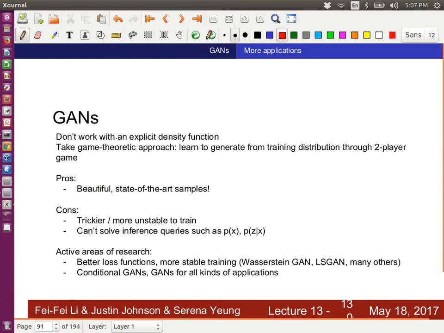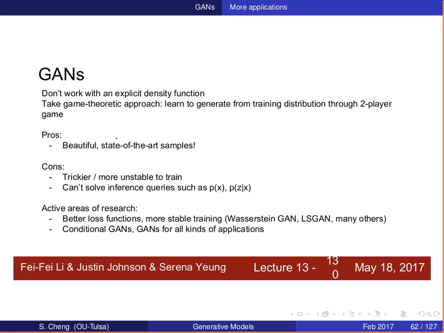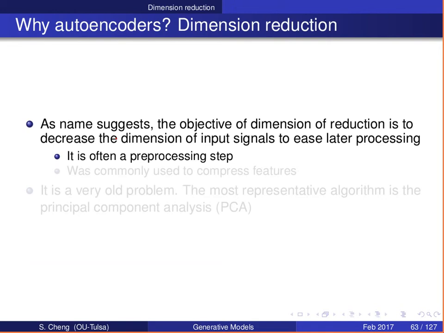What I'm going to talk about next is autoencoders. More precisely, one of the other popular generative models is the variational autoencoder, and of course, before we talk about variational autoencoders, it makes sense to talk a little bit about autoencoders.